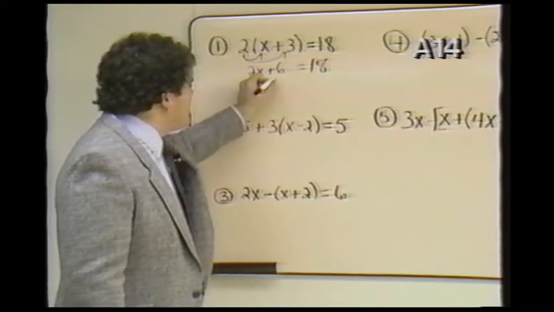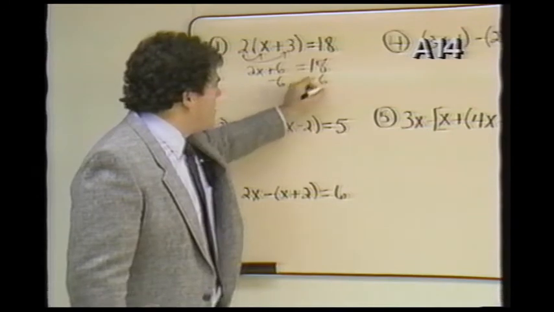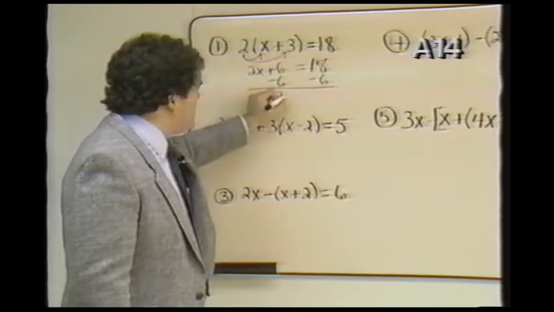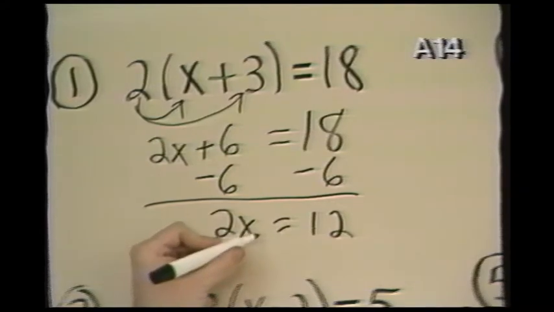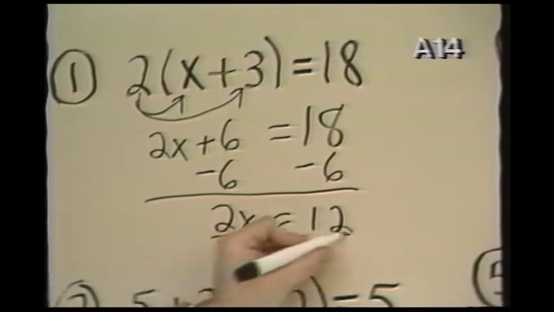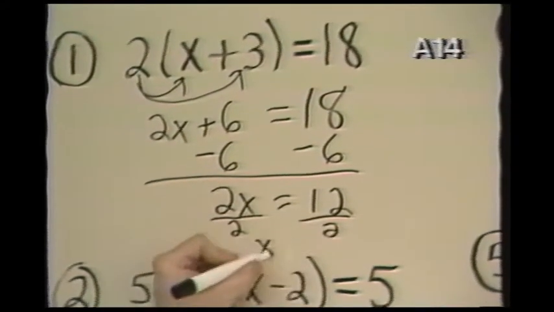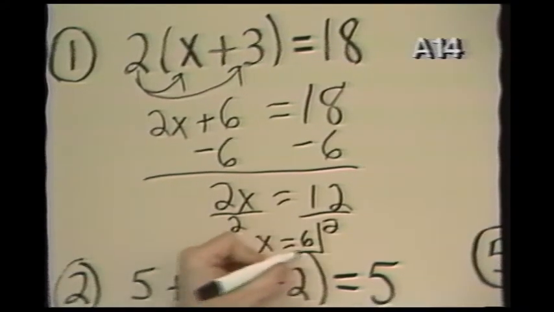Subtracting 6 from each side, we're going to get 2x equal to 12. And dividing each side by 2, we'll get x equal to 6. Not too bad.